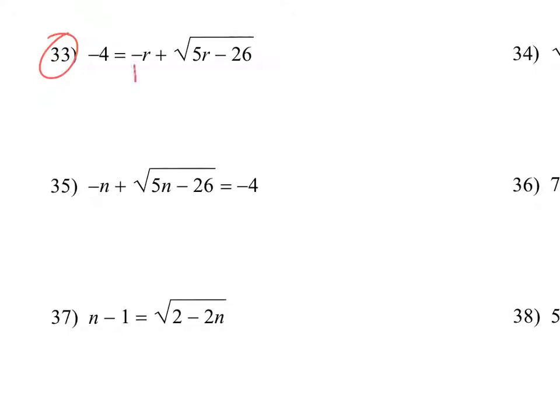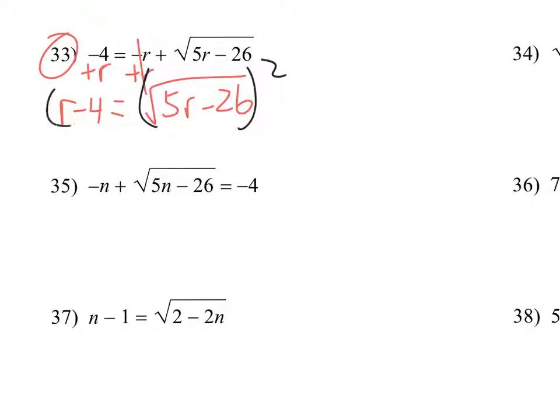I got the radical on my right, so I need to actually add r to both sides here to get rid of it on the right. So I get radical 5r minus 26. And this side I have negative 4 plus r. I'm going to write it as r minus 4. Okay, so now I've isolated my radical. I'm going to square each side. So on this side, I'm going to get 5r minus 26, because that just undoes the radical.